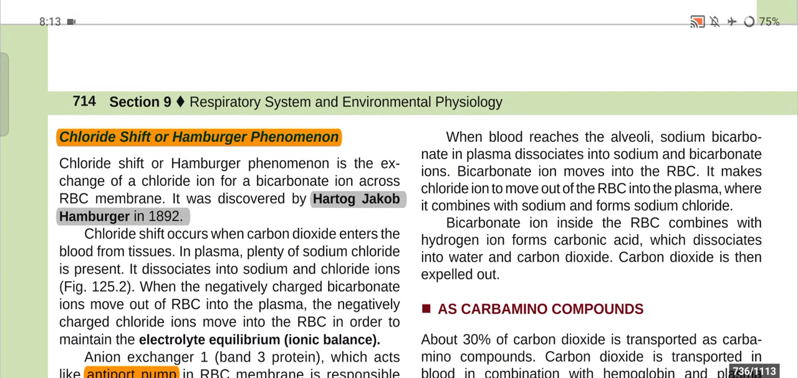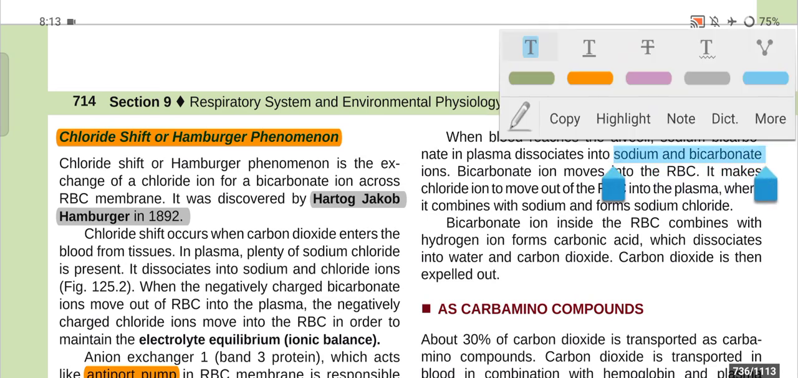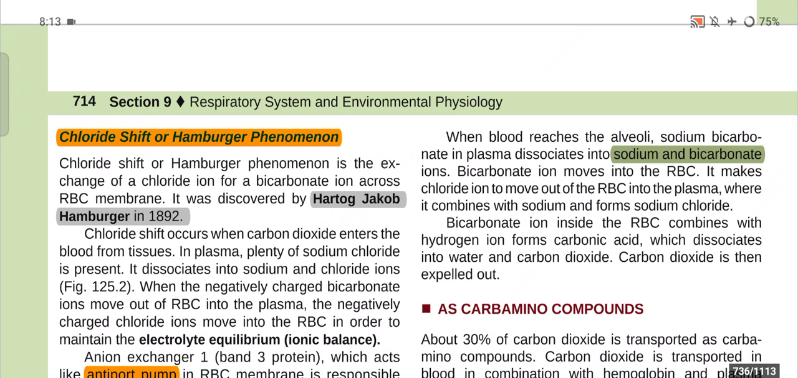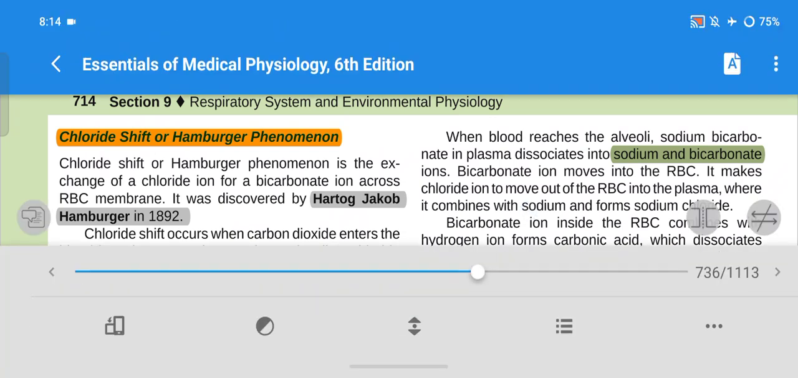When the blood reaches the alveoli, the sodium bicarbonate in the plasma dissociates into sodium and bicarbonate ion, and the bicarbonate ion moves into the RBC, and it makes the chloride ion move out of the RBC into the plasma, where it combines with the sodium and forms sodium chloride.